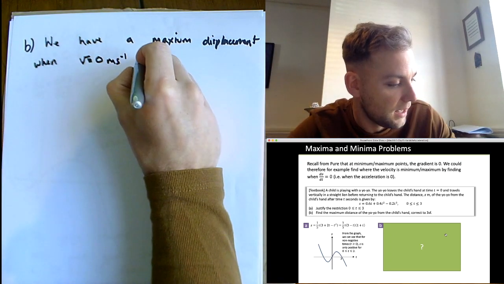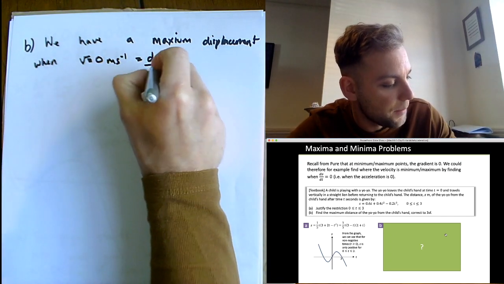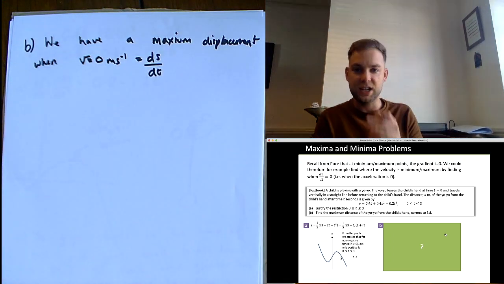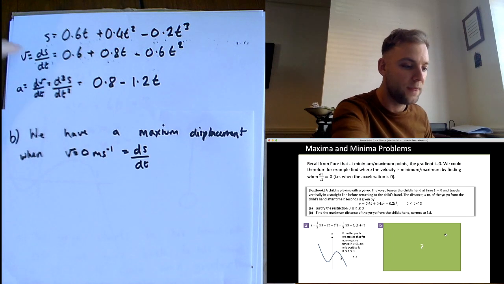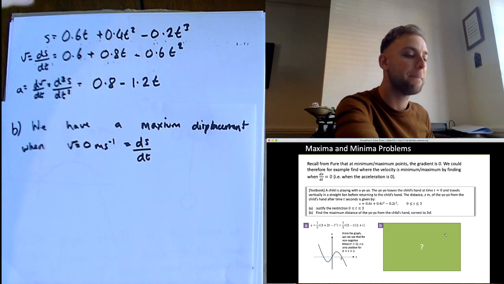We can say here this is also equal to ds by dt being equal to 0, so the change in s over the change in t. And this is the thing that we're looking at here, this one. When this is equal to 0, we're going to get a maximum here.